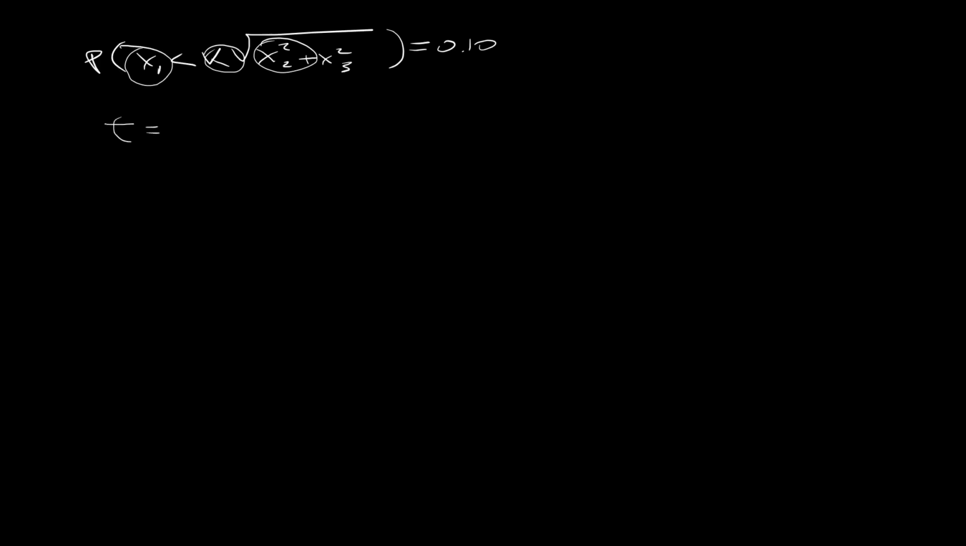Let's look at another example. Sometimes you see something like this. You have x1 less than k, then you have the square root of x2 squared plus x3 squared, and this is, let's say, at 10%. When you have a situation like this, where you have x squared and then you have a k here, usually it's a situation where you can use the following property. T is equal to Z over the square root of X over k.